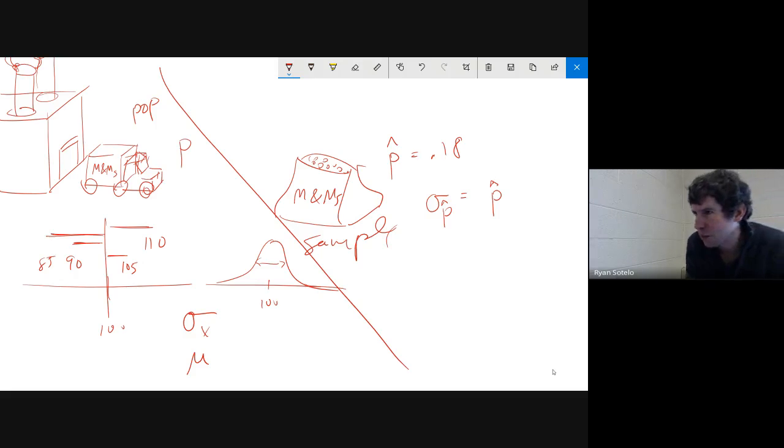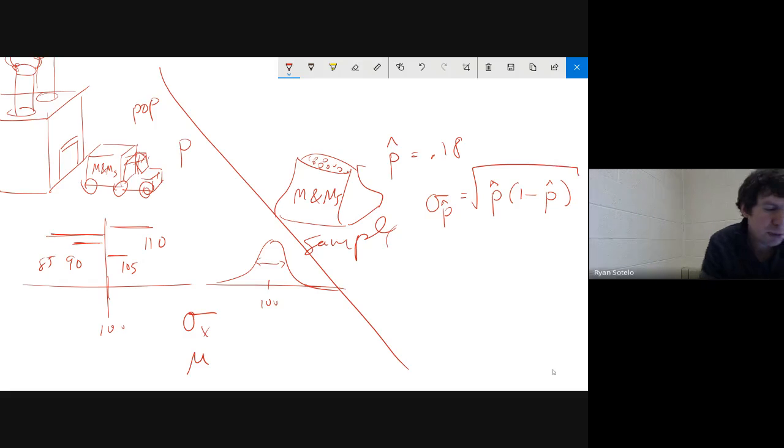But the thing that we use is you take your p hat for your sample, and you multiply it by, sometimes they call this q, the complement of p hat. So if p hat was 10%, this would be 90%. It's just 100% minus p hat. If you have 30% reds, then your standard deviation would be the square root of 0.3 times 0.7. If you had 25% reds, you would say the square root of 0.25 times 0.75. That is the standard deviation that you will use when you're trying to calculate a confidence interval for categorical data.